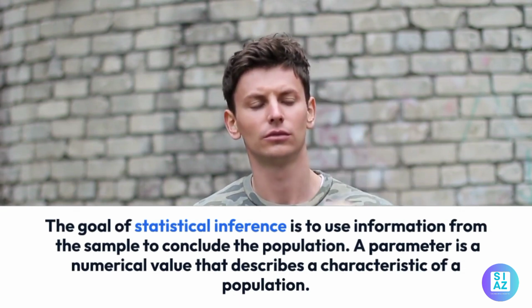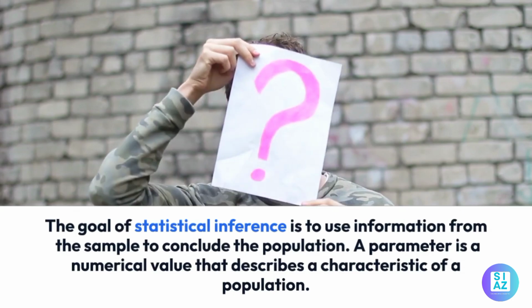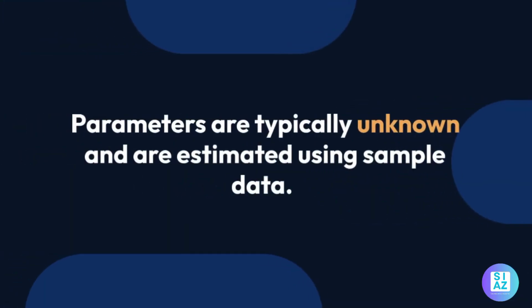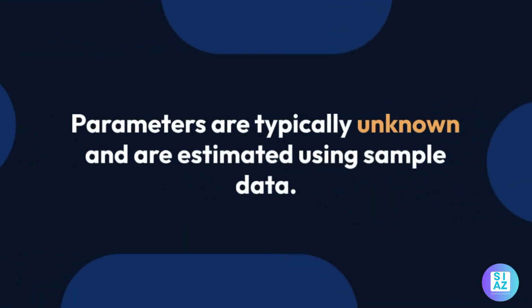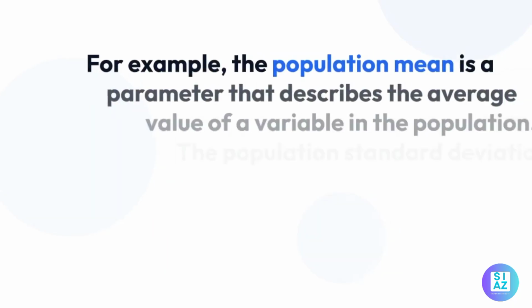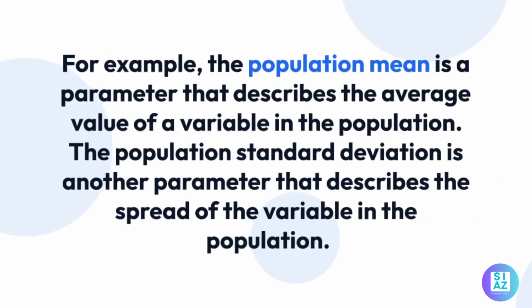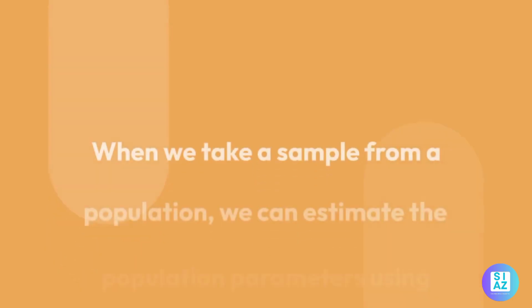A parameter is a numerical value that describes a characteristic of a population. Parameters are typically unknown and are estimated using sample data. For example, the population mean is a parameter that describes the average value of a variable in the population. The population standard deviation is another parameter that describes the spread of the variable in the population.